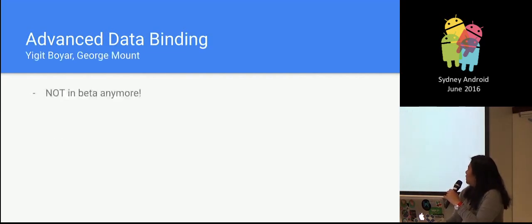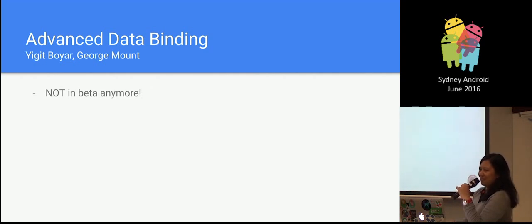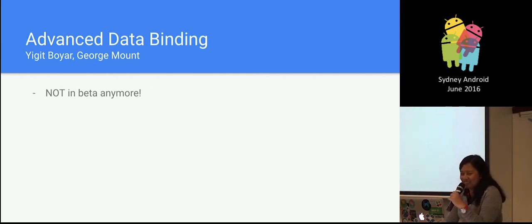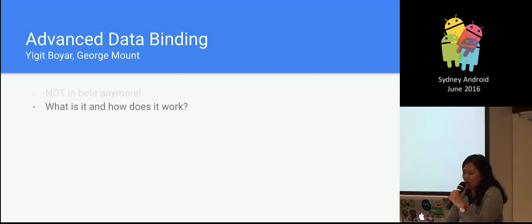Yeah. So advanced data binding. Who uses data binding? Okay, so for most of you who don't use it, sorry, this will not make sense to you. So not in beta anymore. I was surprised by it because that was a question I had. When they came out with data binding, I tried it in our app in one layout, and I said I won't use it for anything else because it's in beta. So apparently it's not anymore. So use it in your app.